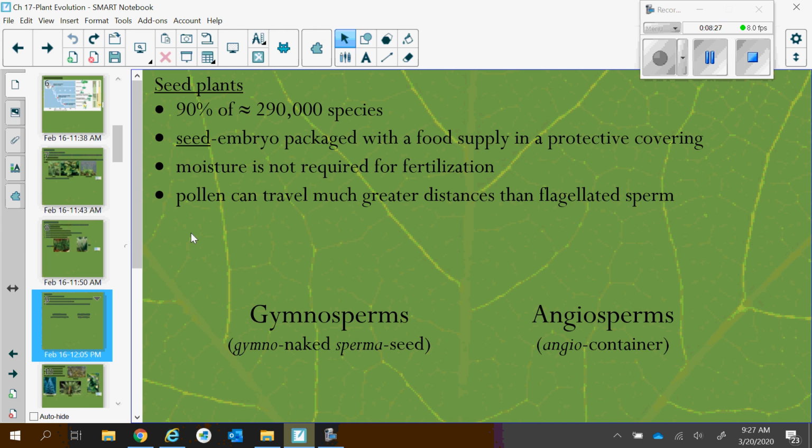So a very robustly packaged food supply inside of a protective coating can be transported, can land in a dry environment and wait for years for moisture. Seeds can be held for years. And then pollen.